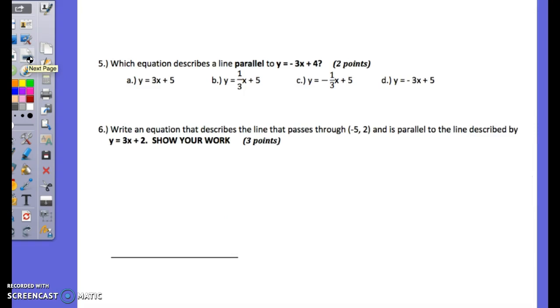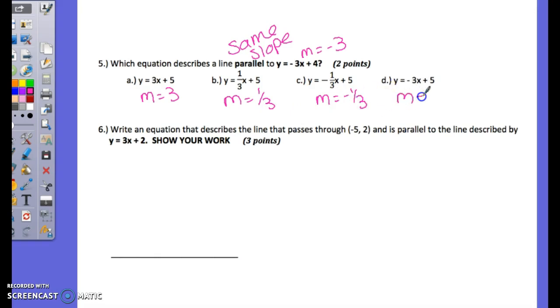Number 5, which equation is parallel? Remember, parallel means the same slope. The slope of this line is negative 3. So which of these lines has a slope of negative 3? For A, the slope is 3. For B, the slope is 1/3. For C, the slope is negative 1/3. And for D, the slope is negative 3. D has the same.